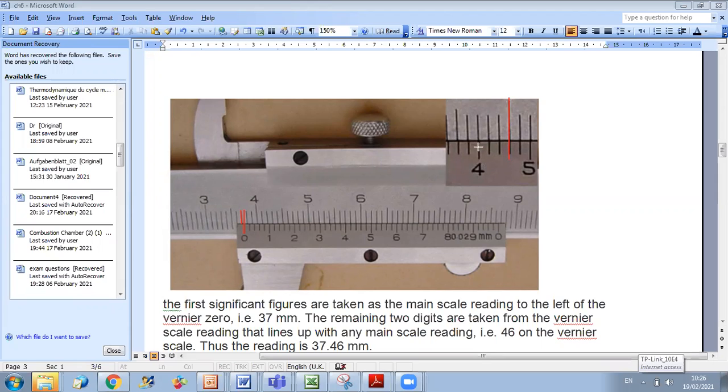Okay, so I can read 37.4, and each division here is 0.02. So this is 42, this is 44, this is 46. So I read 37.46 millimeter.